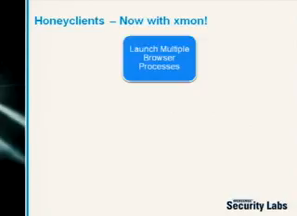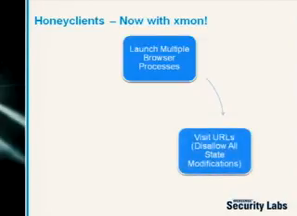So now with XMON, we can launch multiple browsers. We can launch multiple browsers because we're not monitoring the state of the machine. We're monitoring the internals of one browser. We're monitoring basically where the redirection is happening. Each one of those browsers visits URLs, and we disallow any change to the state.